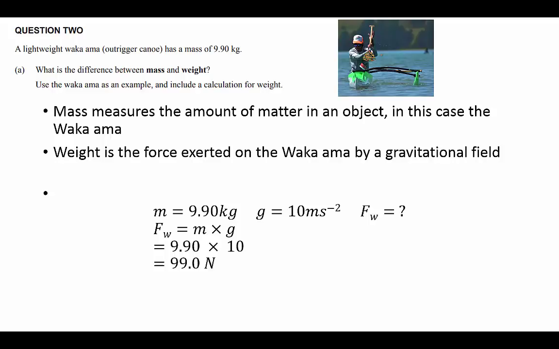And our calculation, using the GUESS method, we write down what we've got, what we don't know, identify an equation: force equals mass times gravitational field strength. I've put in a little W here, that's how I like to write my weight force, so the force weight is the W. And that equals 9.90 times 10, giving us 99 newtons.